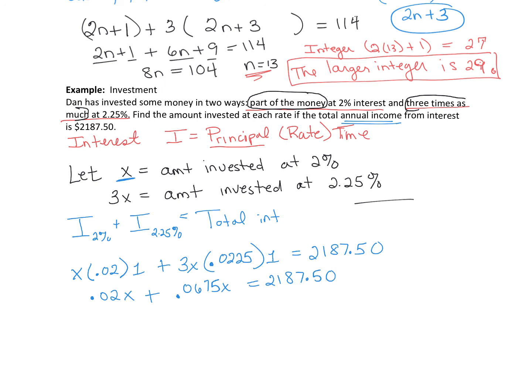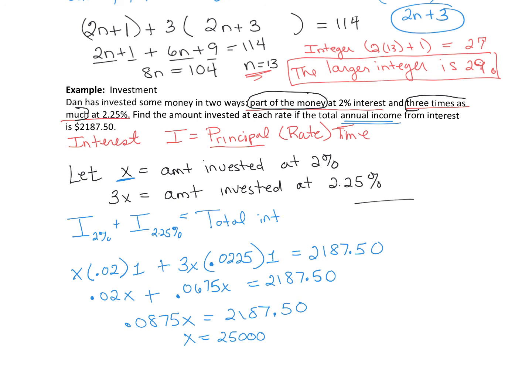And then adding those together, because they are like terms, we get 0.0875x equals the $2187.50. And then we will divide, and we get X is 25,000. Now again, that was not the question, what is X? The question was, find the amount invested at each rate.